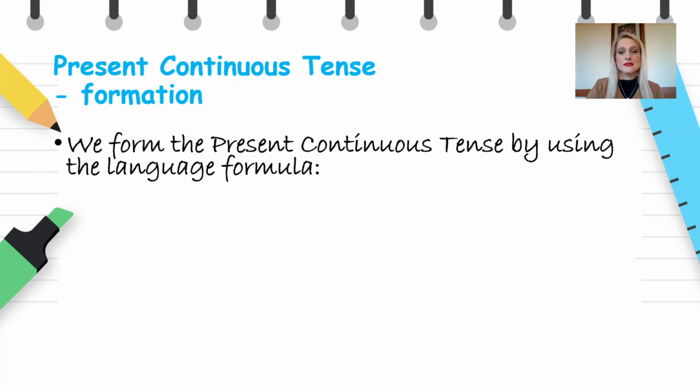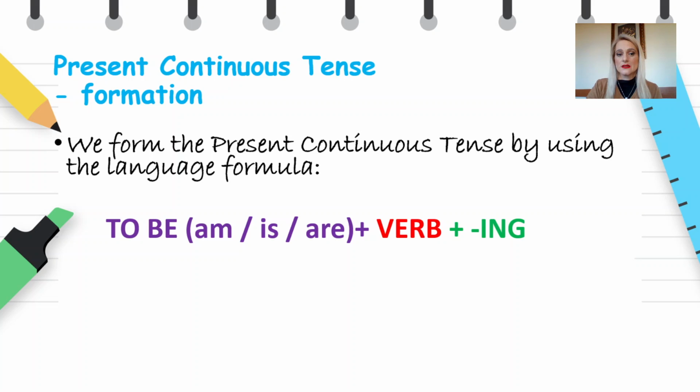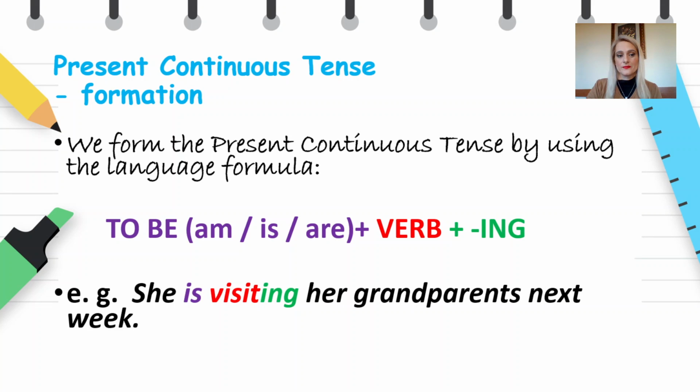We form the present continuous tense by using the language formula to be with its three forms am, is or are, plus main verb, plus ing. And here you can see it in a sentence. She is visiting her grandparents next week. Next week is a very important part of this sentence. It gives you the time when things are happening. So this is obviously in the future.